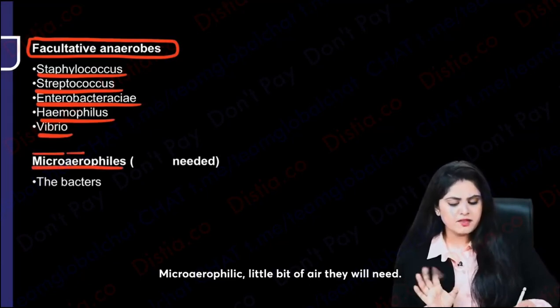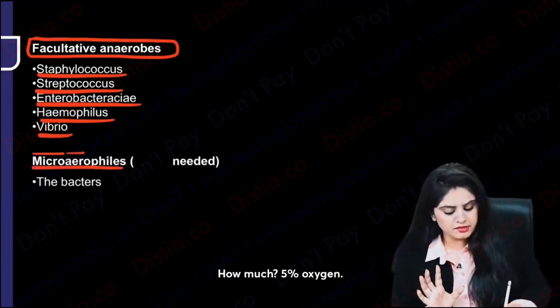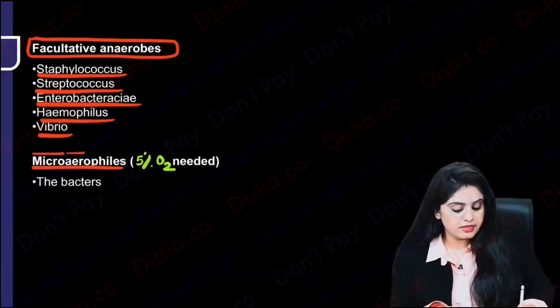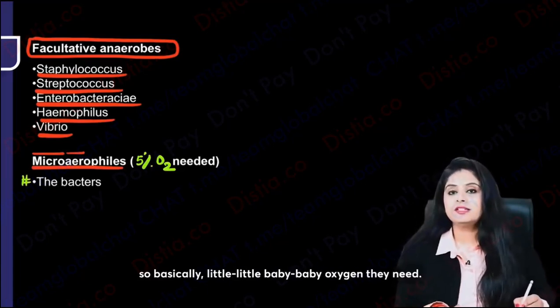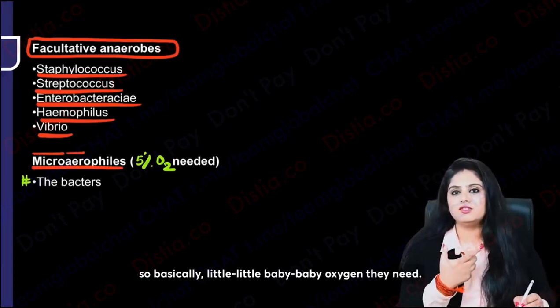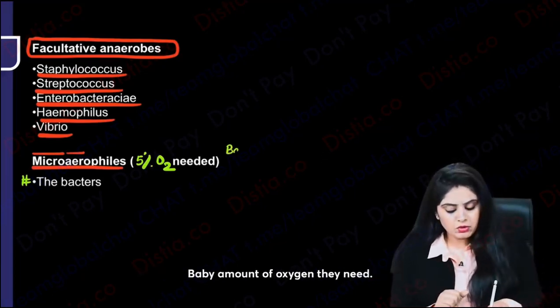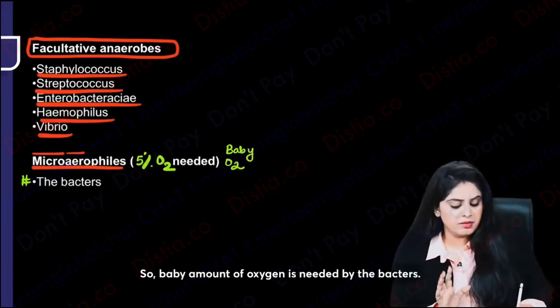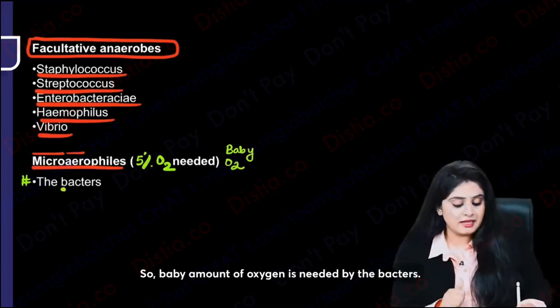Microaerophilics, a little bit of air they will need. How much? 5% oxygen. Number one, B and B. So basically, a little baby amount of oxygen they need, meaning 5% oxygen. So a baby amount of oxygen is needed by these bacteria.